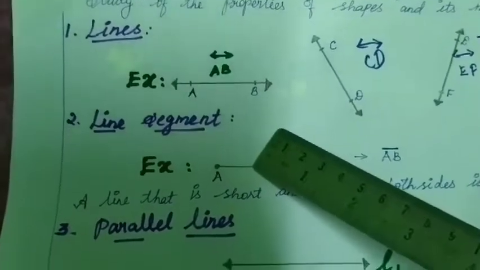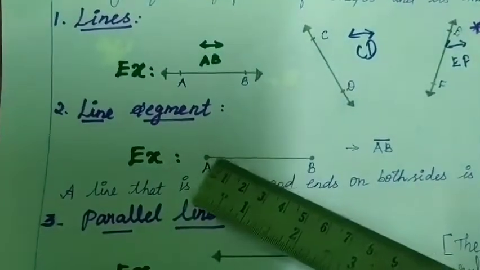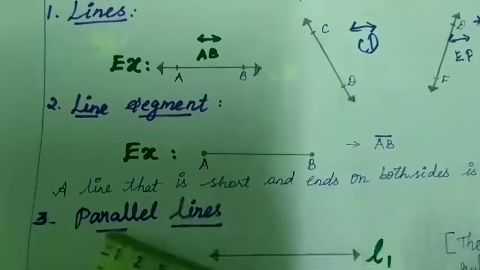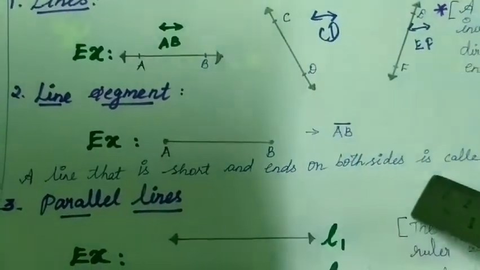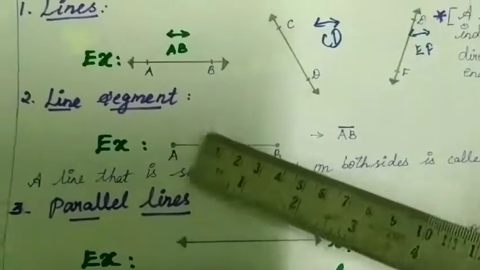Go to the next one, line segment. Line segment means both sides have an end. A line that is short and ends on both sides is called a line segment.